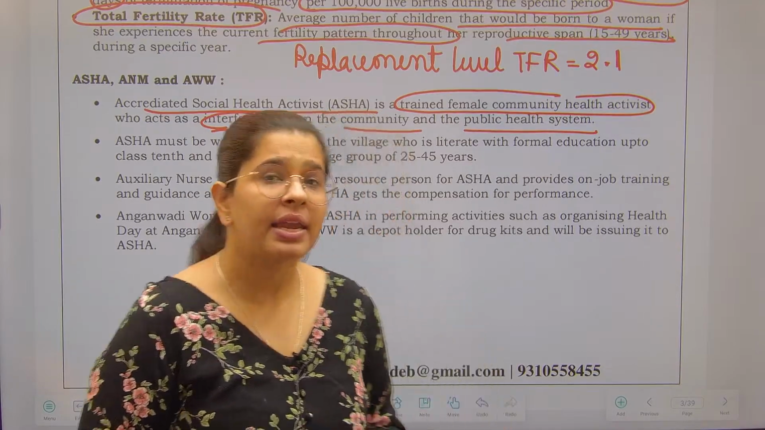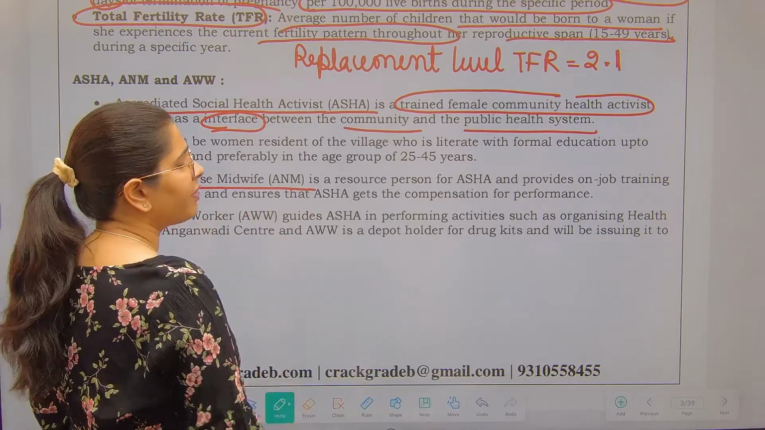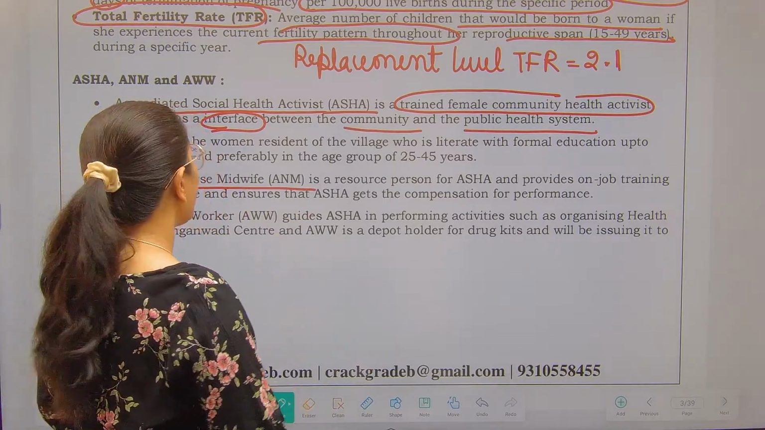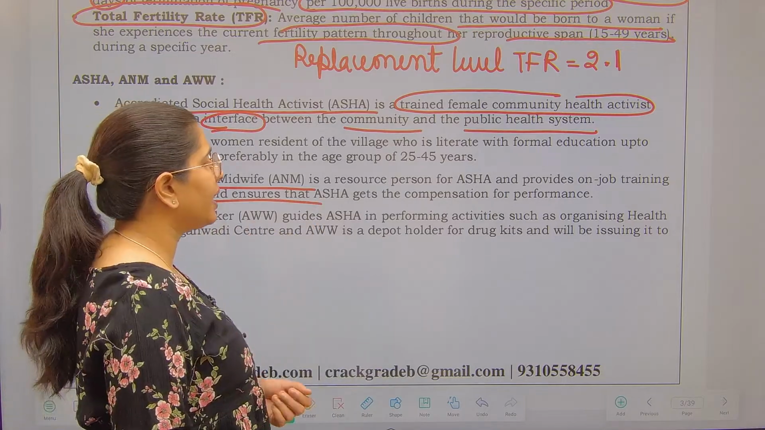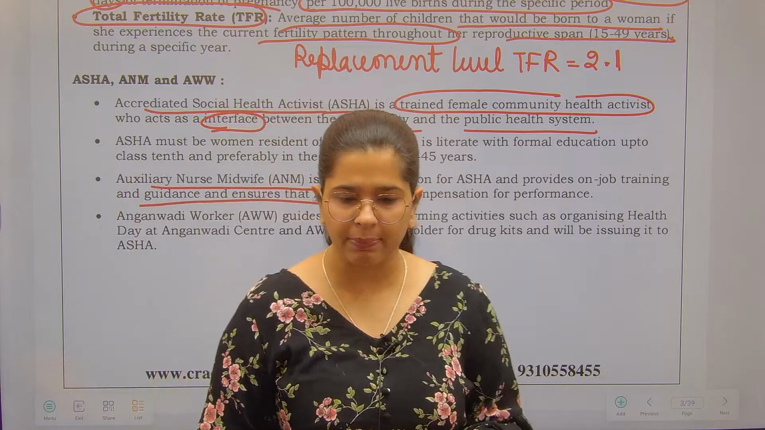Now moving ahead to ANMs, the auxiliary nurse midwife. This is a resource person for ASHA, and they provide on-the-job training and guidance to the ASHA so that they can get compensation for the performance.